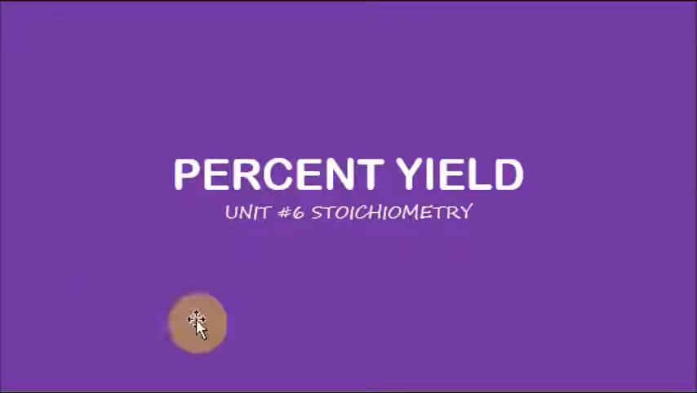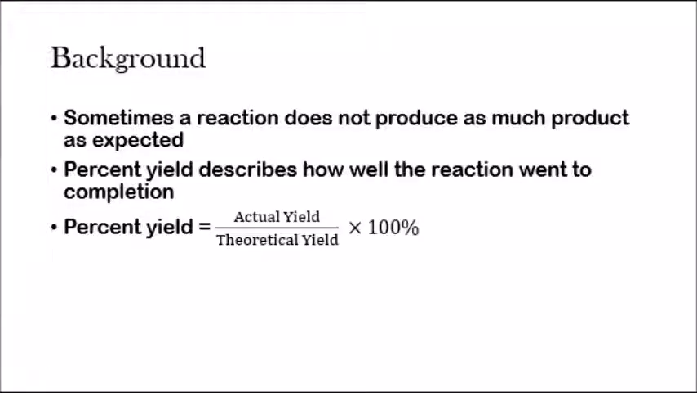In this video we're going to be talking about percent yield. Sometimes a reaction does not produce as much product as expected. We've been assuming that all the reactants, everything you started off with, is going to convert and turn into products, but sometimes that doesn't happen. So percent yield describes how well the reaction went to completion.